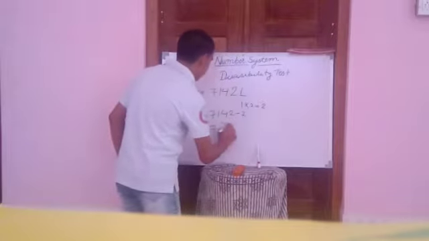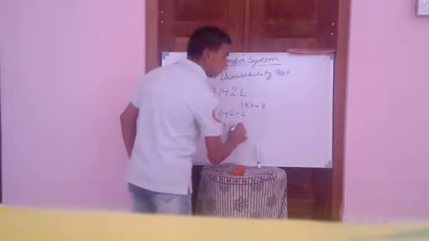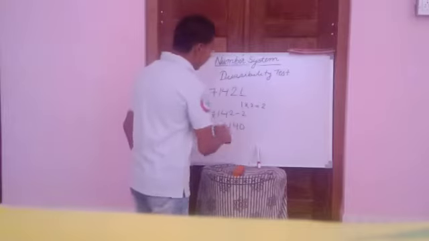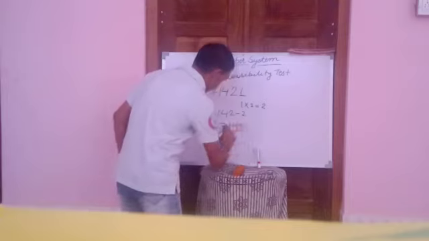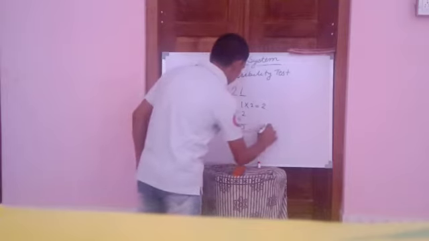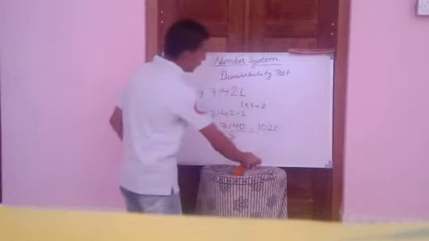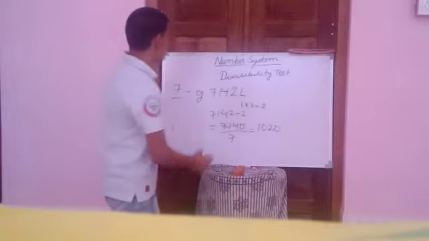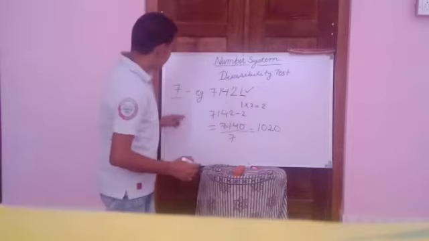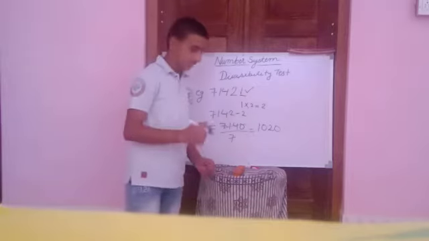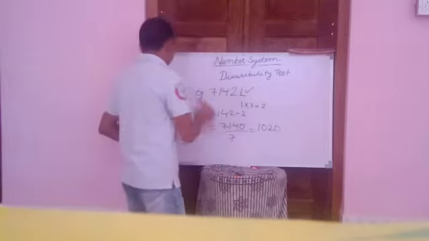So the answer will be 740. So we will see whether it is divisible by 7 or not. Let's see. By dividing it, we found that it is divisible by 7. So this number is divisible by 7. Remember, this trick is applicable for numbers greater than 99. Okay.